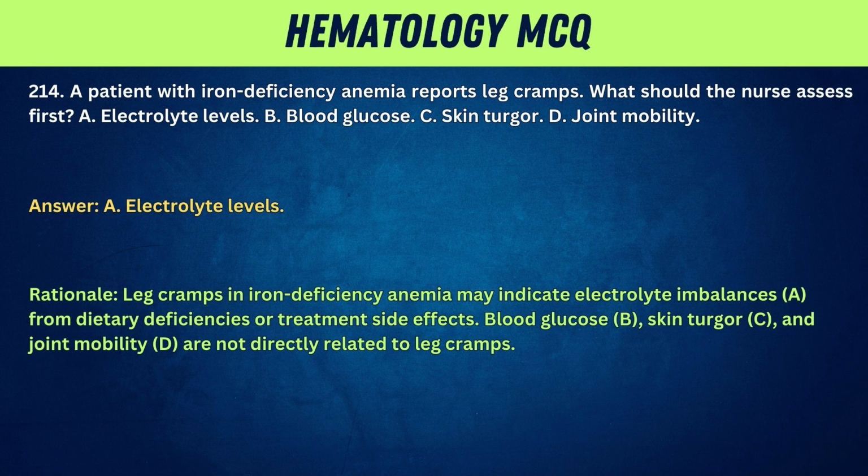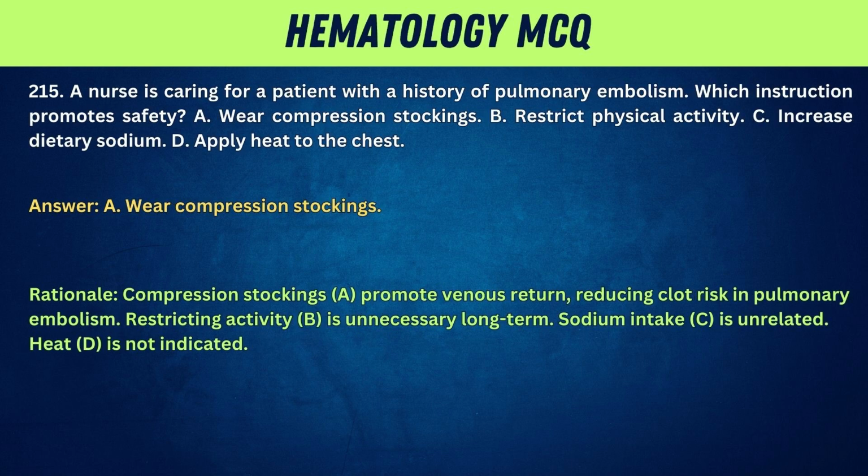Blood glucose. C. Skin turgor. D. Joint mobility. Answer: A. Electrolyte levels. Rationale: Leg cramps and iron deficiency anemia may indicate electrolyte imbalances, A, from dietary deficiencies or treatment side effects. Blood glucose, B, skin turgor, C, and joint mobility, D, are not directly related to leg cramps.